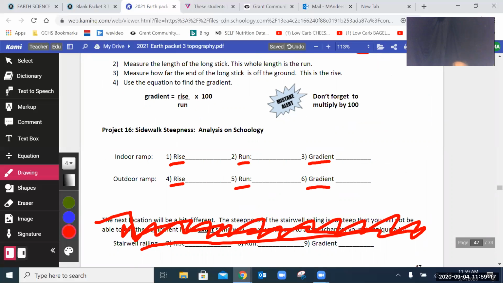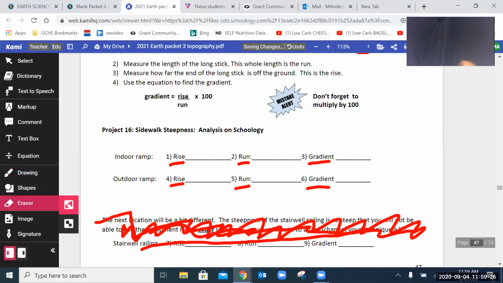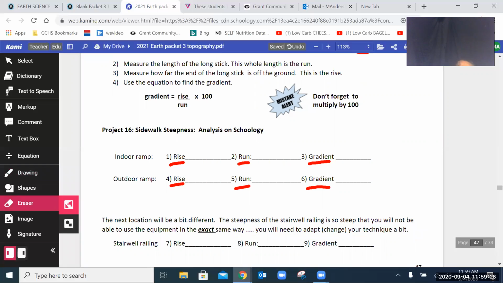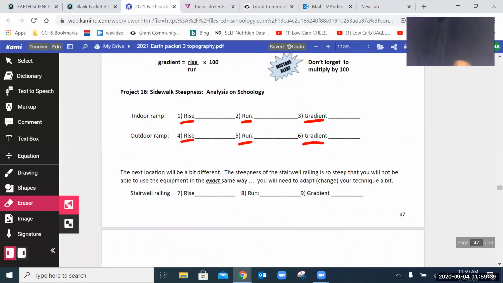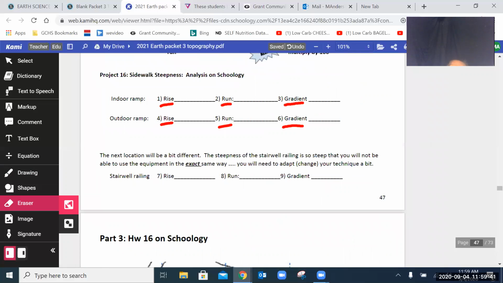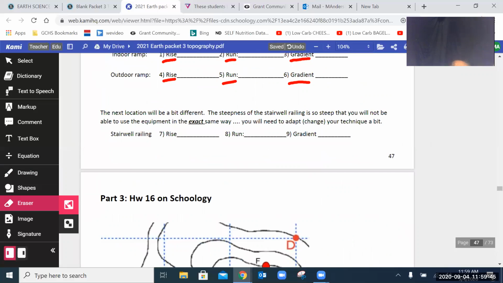In the year 2020, I do not have the steepness of the stairwell railing in the Schoology, so we will skip that. But in future years, the video might be changed and you will have that steepness available to you, so keep that in mind, please. After you're done with that video, which should only take you about 5 minutes, there's homework 16 in Schoology and wrap up 16.